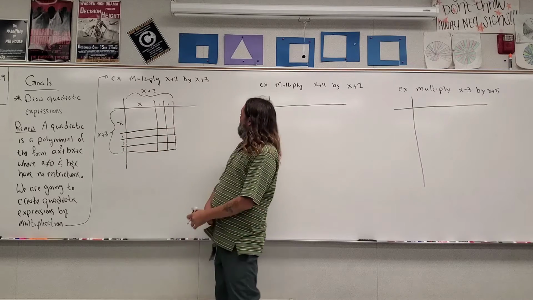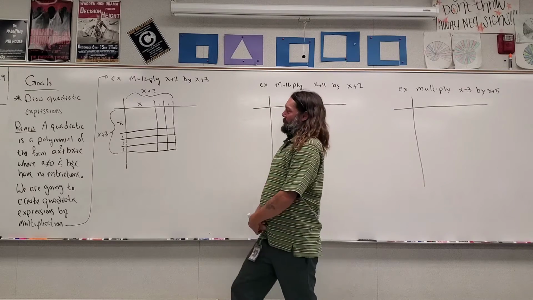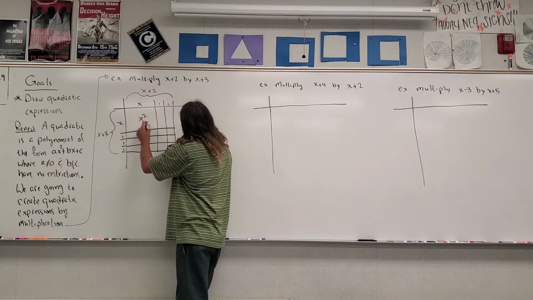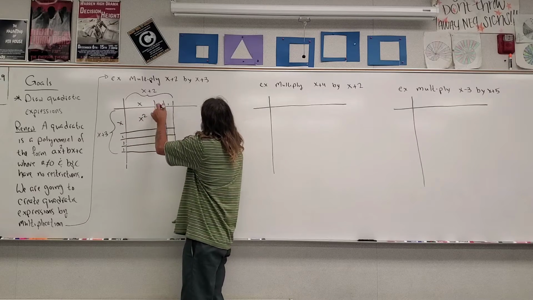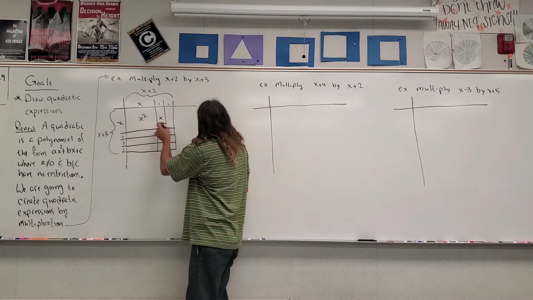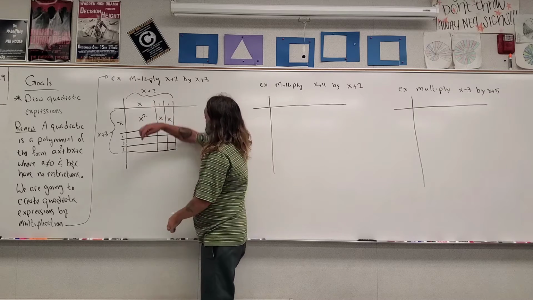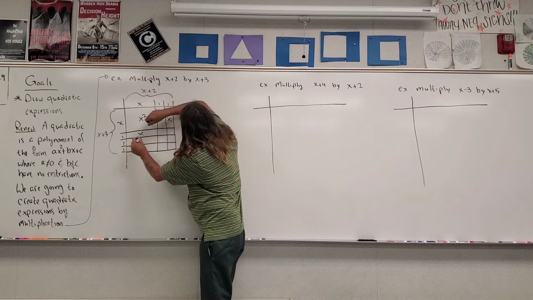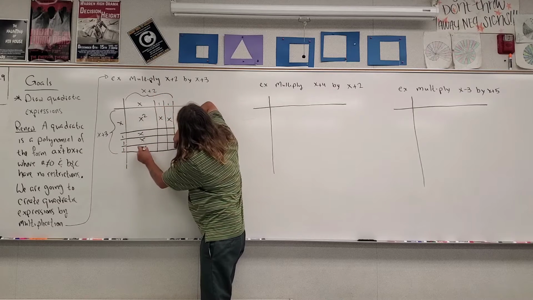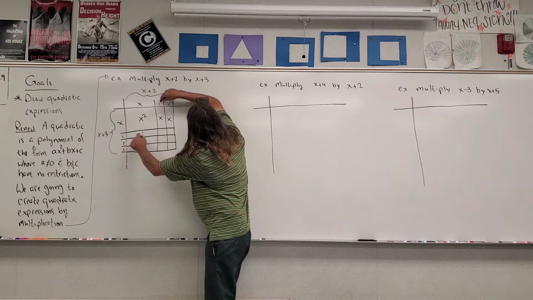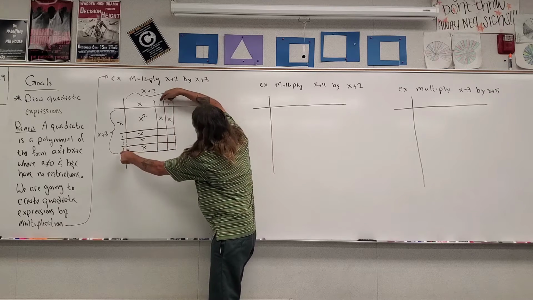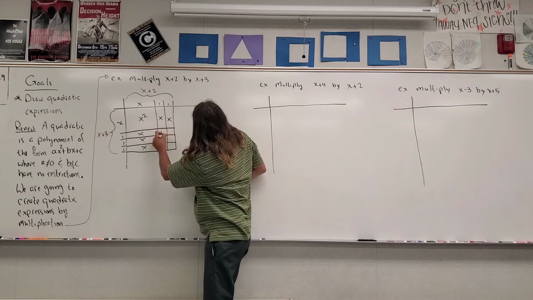All right, so let me help you interpret this. X times x is going to get me x squared. X times 1 is going to give me x. X times 1, that'll give me x. 1 and x gets me x. 1 and x gets me x. 1 and x gets me x. And all of the 1 and 1 boxes get me 1.